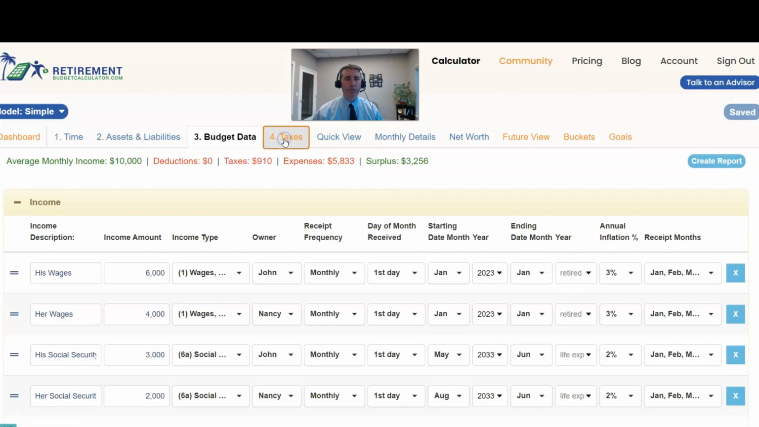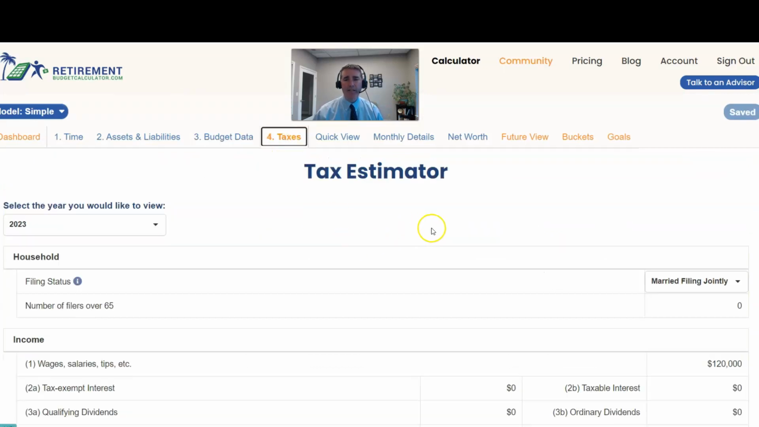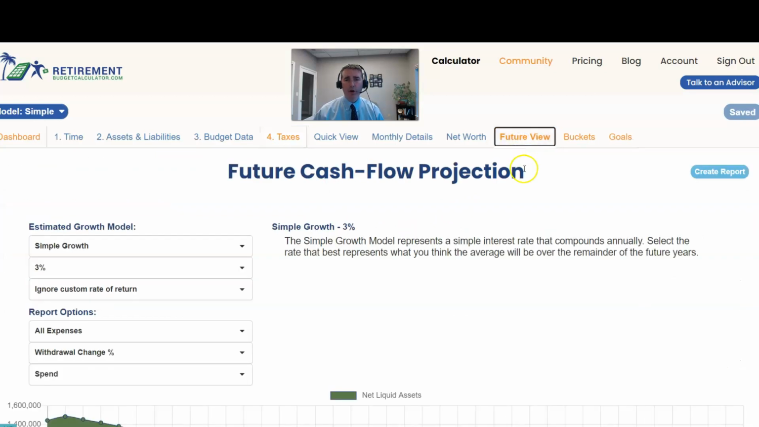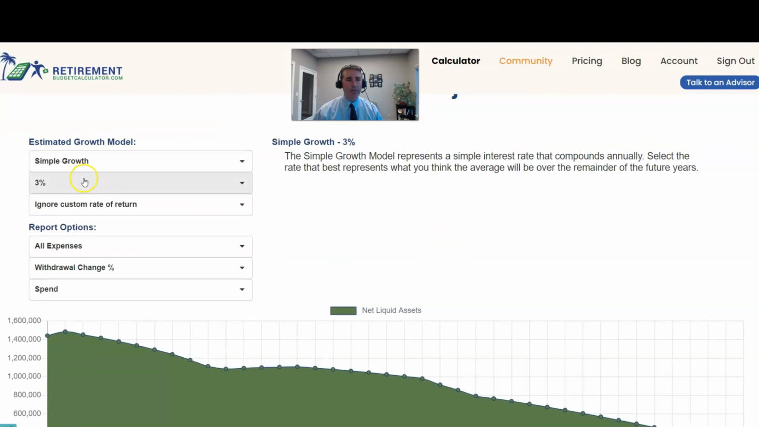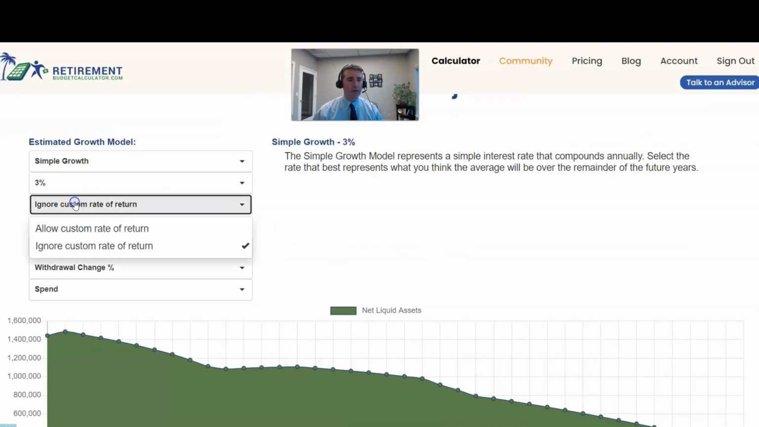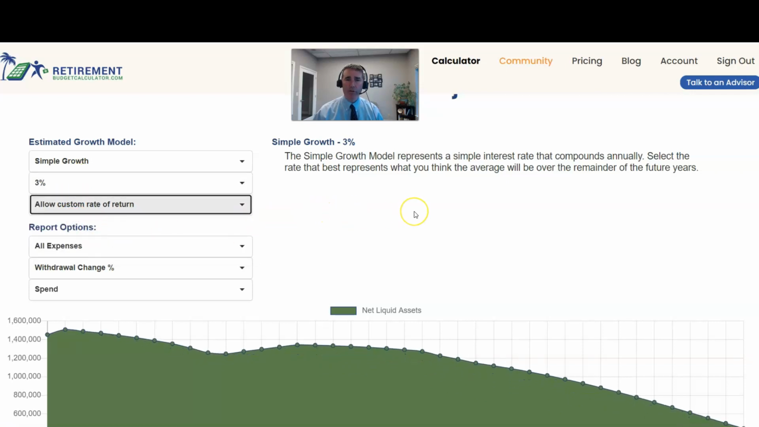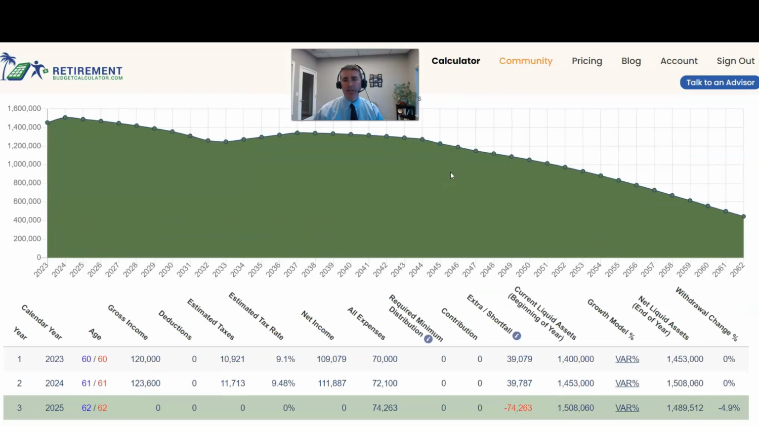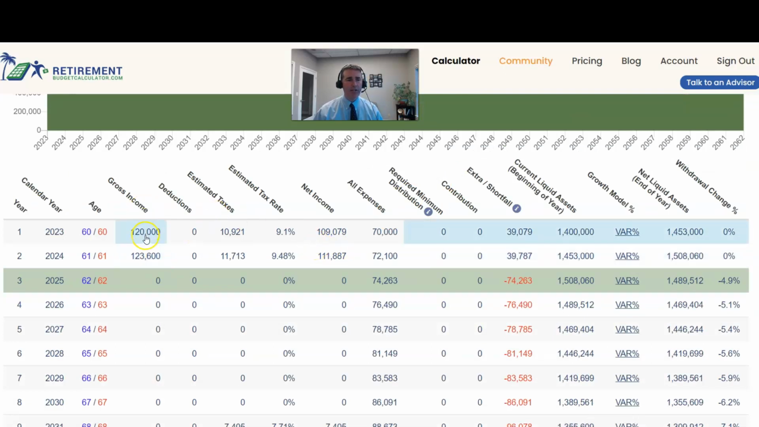Now, of course, the retirement budget calculator is doing tax estimates, federal income tax estimates, but what people really want to know is on the future view. And what I'm going to do, instead of modeling just this 3% rate of return, I'm going to say let's allow for custom rates of return. That way we can use the rates of return that we assigned to each account type. And you can see right now they've got $120,000 a year, and then next year $123,000 with cost of living adjustments. The green line represents the year that they retire.